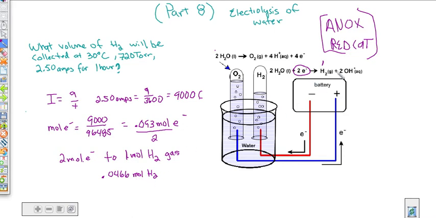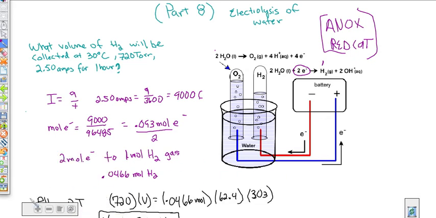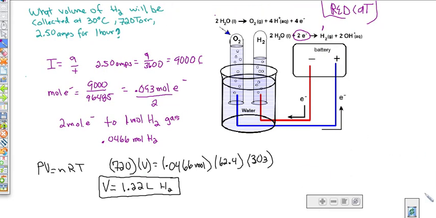So now that we know the moles of hydrogen gas, how are we going to figure out the volume? Well, I've got number of moles, I've got temperature, and I've got pressure. So we could use the ideal gas law, which is PV equals nRT. So I'm going to throw that up here real quick and move this over here, and we'll take a look. So PV equals nRT. My pressure is 720 torr. Put that in here. I'm solving for my volume. That's my unknown. I know that I have exactly 0.0466 moles of hydrogen gas.